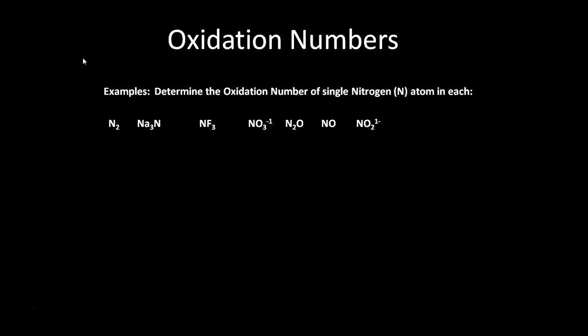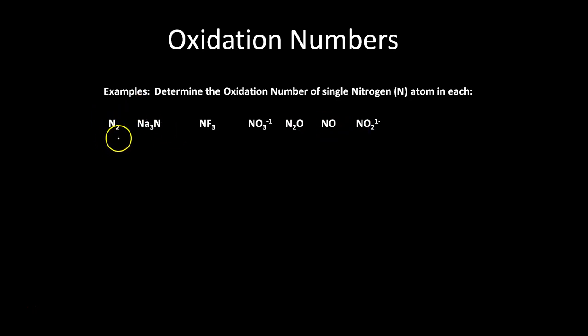So now that we've looked at some of the rules for oxidation numbers, let's go ahead and practice assigning oxidation numbers. Here I have several different compounds with nitrogen in it. So let's go ahead and determine the oxidation number on a single nitrogen atom or ion in these compounds.